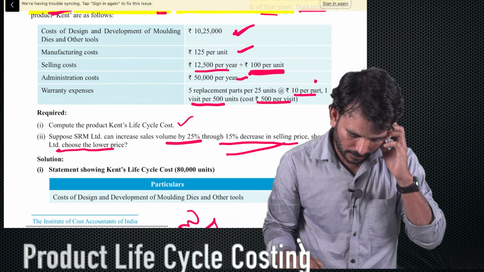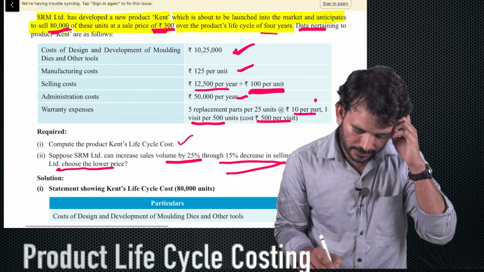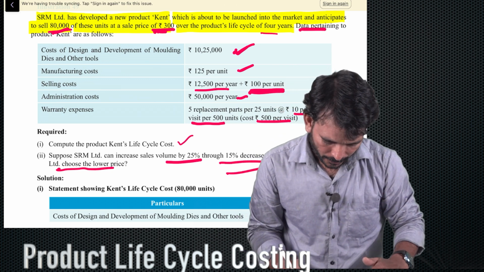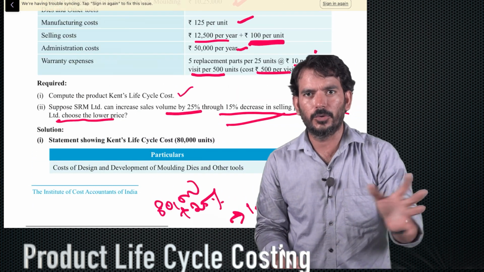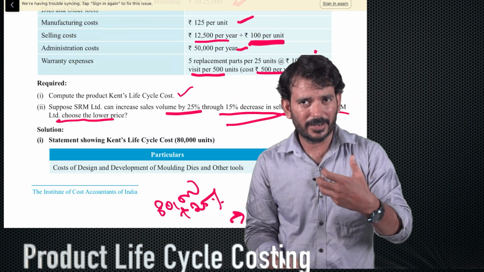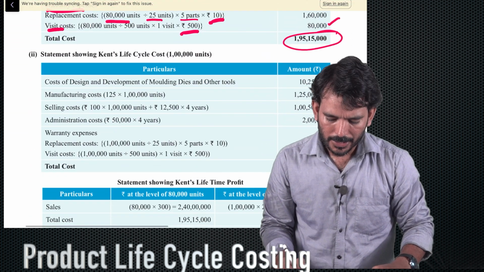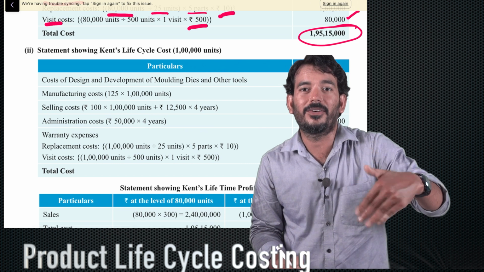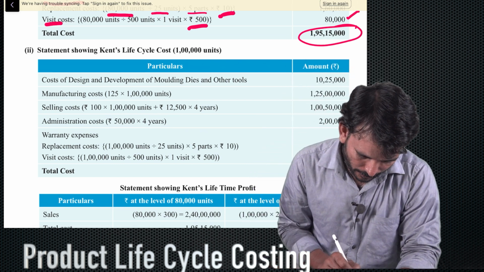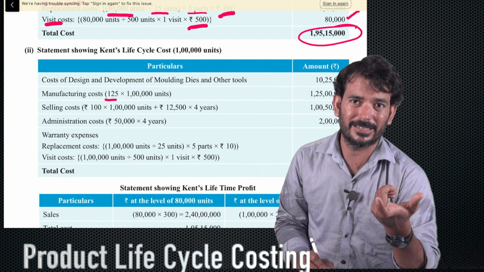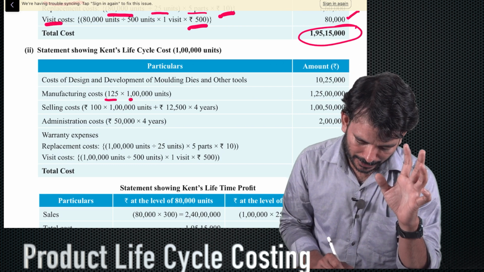So decrease the selling price. Also selling price, is it given anywhere? Yeah, it is given, 300. So minus 15%, you will get the new selling price. Is there anything different? Nothing different. But while calculating this cost, you have to ensure that you multiply it by 1 lakh, not 80,000. Example, 125 manufacturing cost per unit, that remains the same. Question is silent. So we'll multiply by 1 lakh.